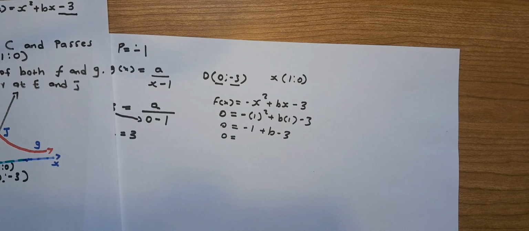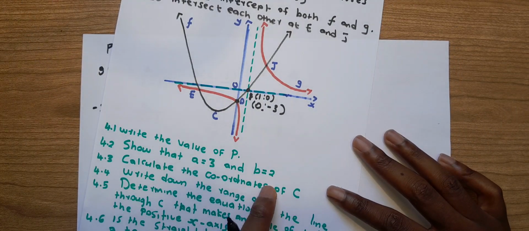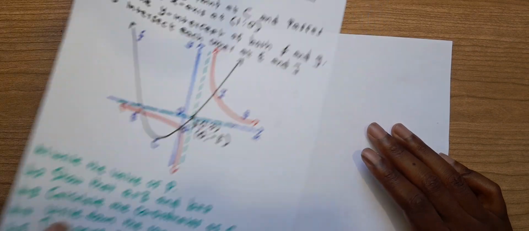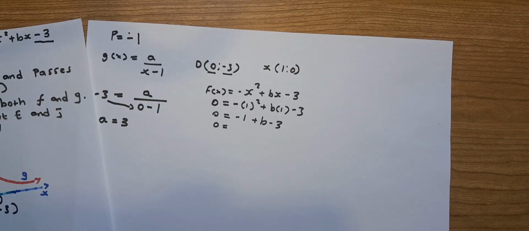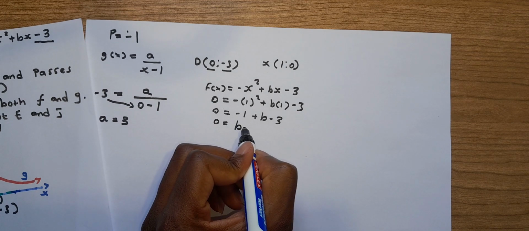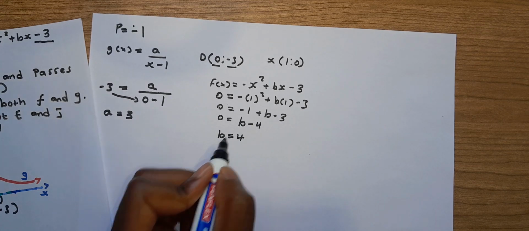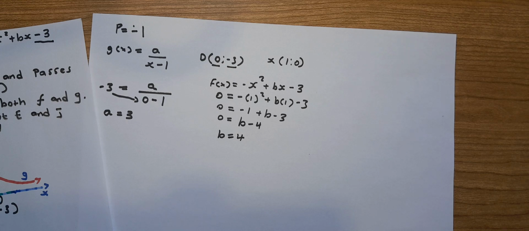I don't know this, because here they're saying that we need to show that b equals 2, right? But I'm not finding b equaling 2. Guys, I've lost my calculator. Okay, I found it. I found b equaling -4. So no, I actually find b equaling 4. Let's see what we have done wrong, or let's see what the question has done wrong.